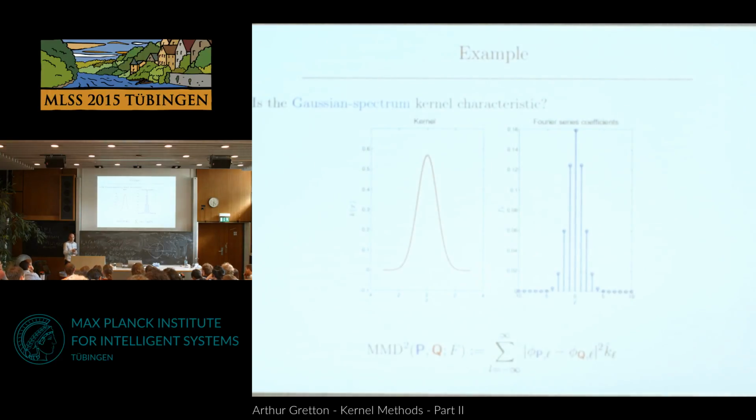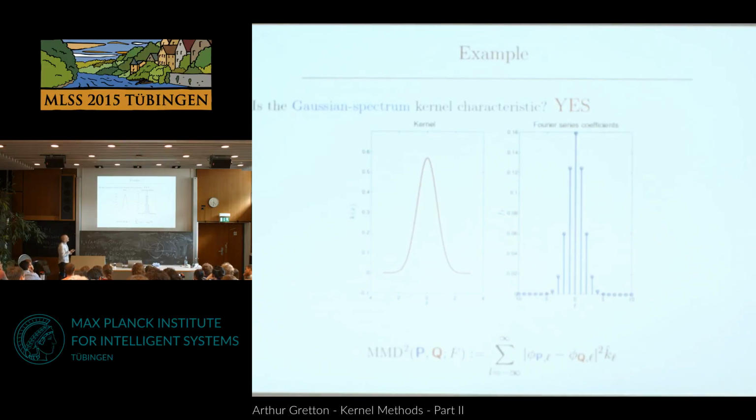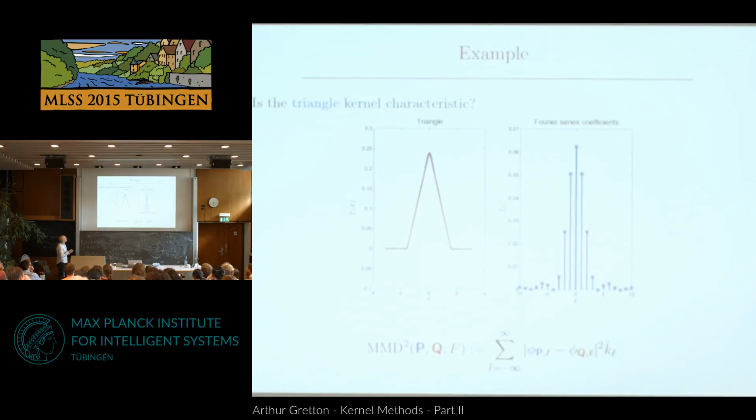Yeah? So to see if it made sense, here is another kernel. This is a kernel which is like a witch's hat. And here is the Fourier series representation of that kernel. So who thinks this kernel is characteristic? Who thinks it's not? Very good.